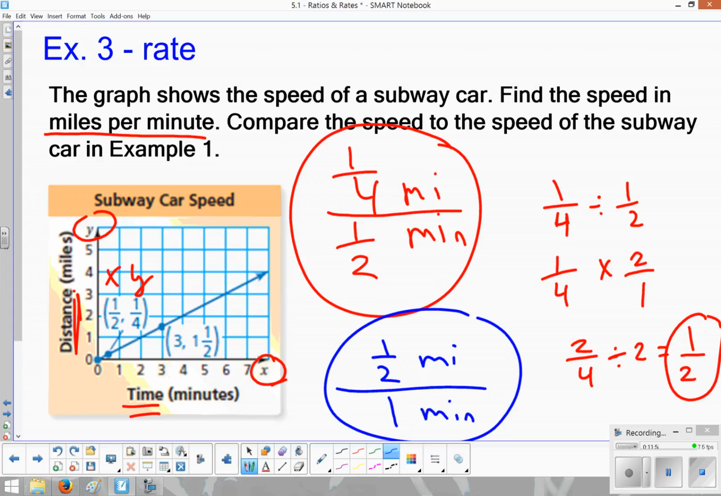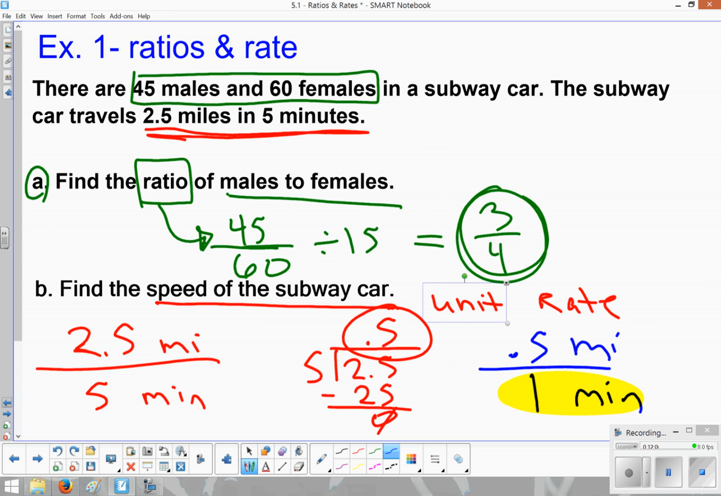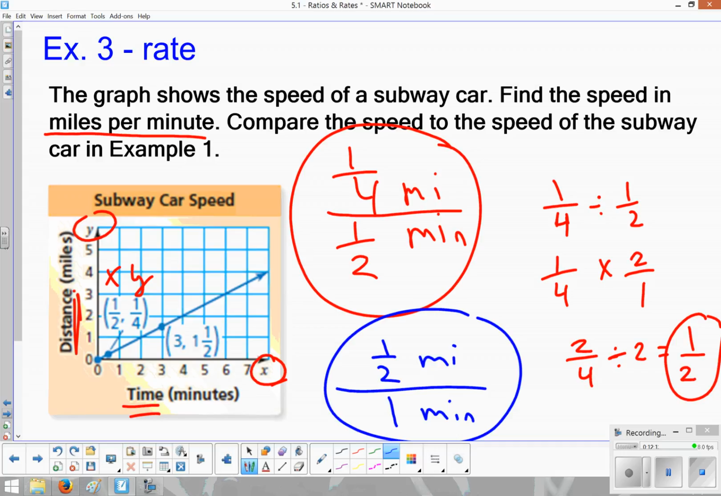So compare the speed of this answer to example 1. We're going to go back to example 1 and see. In example 1, it says it looks like we take a half a mile for 1 minute. So they want to know what's the comparison. I can say that half a mile in 1 minute. So example 1 and example 3 has the same subway car speed.